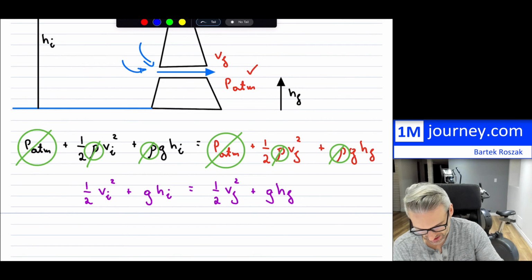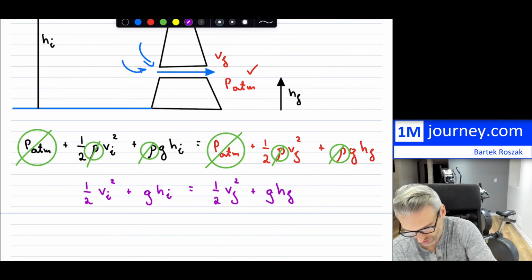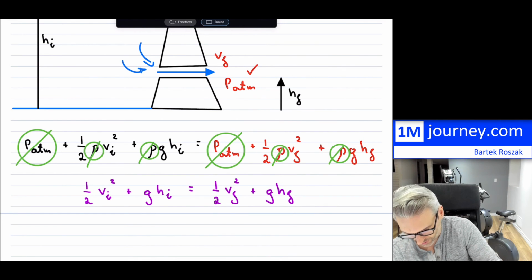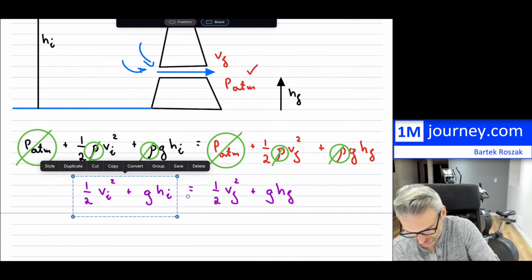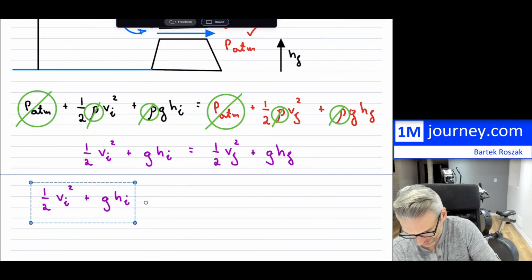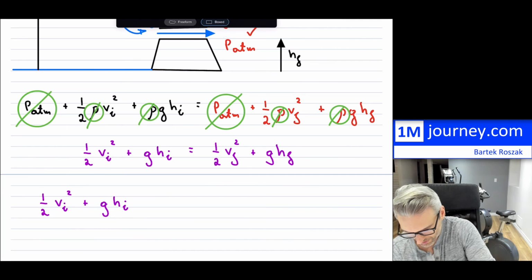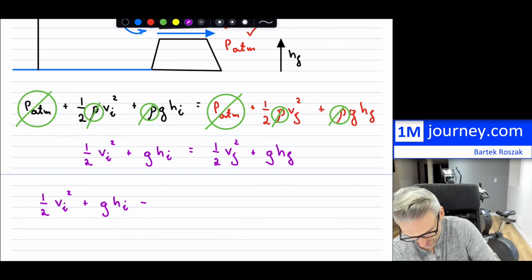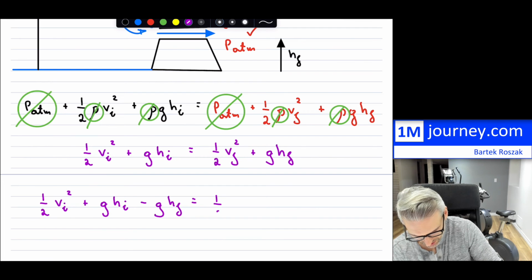So now I can bring this term over to the left-hand side. I'm going to do that. And therefore, this is going to leave me with this, which I'm going to duplicate. That's on the left-hand side right there. Minus the other term, which is going to be my g and then my final height right there. This is going to be 1/2 v_f squared.